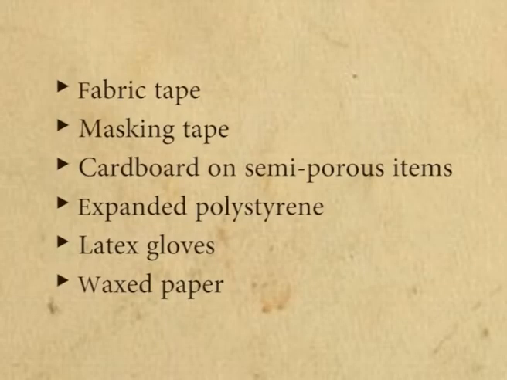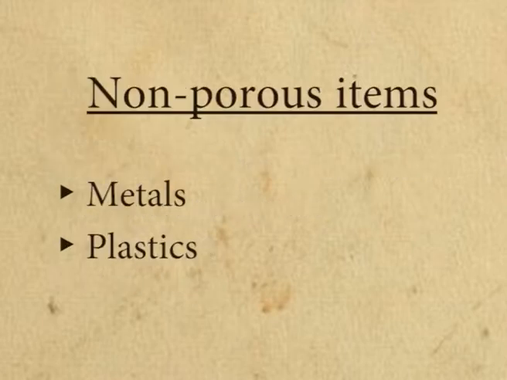Multi-metal deposition is a versatile technique of detecting latent fingerprints on porous items, for example, fabric tape, masking tape, cardboard, on semi-porous items, for example, expanded polystyrene, latex gloves, waxed paper, as well as on non-porous items, for example, metals and plastics. It is named so because it is a two-step process, the first involving deposition of gold and the second deposition of silver on the ridges, thereby visualizing the latent impressions.